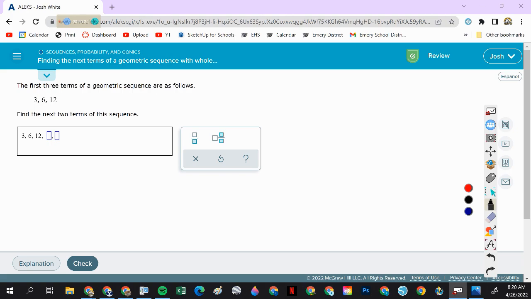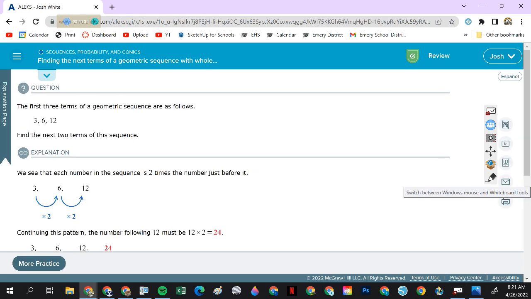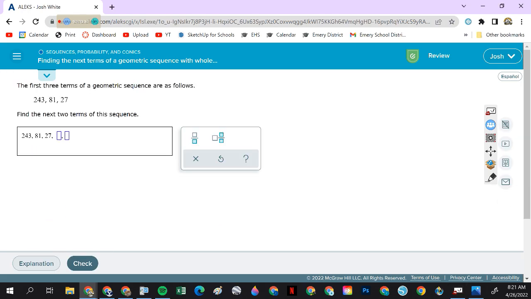So what would the pattern in this case be? Multiply by 2, so the next two terms would be 24 and 48. Okay, this one, the pattern is divide by 3, but we never divide. Instead, we times by a third. So 27 times 1/3 is 9.